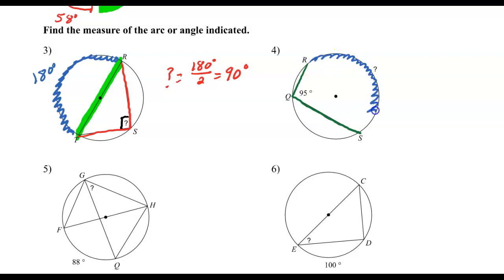In problem number 4, I'm going to trace the angle. This blue arc is 2 times 95 degrees, or 190 degrees.